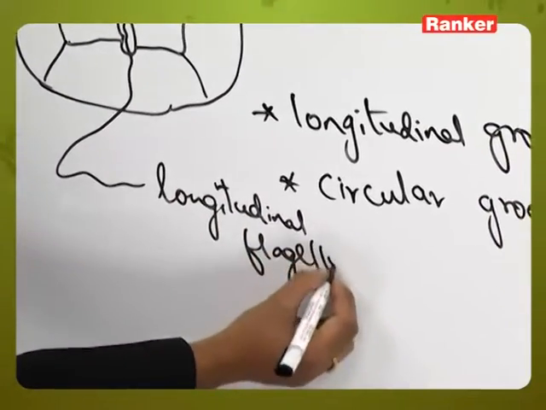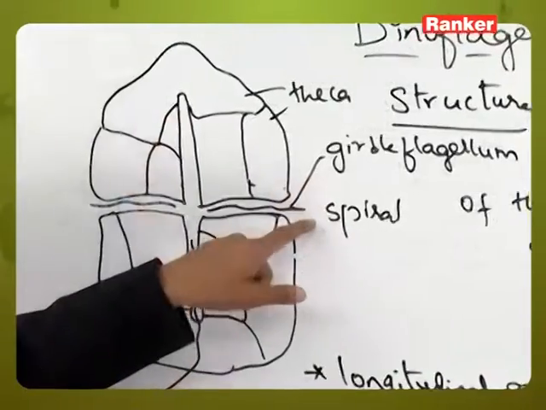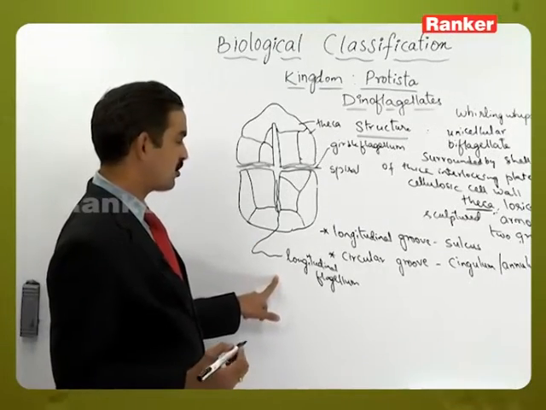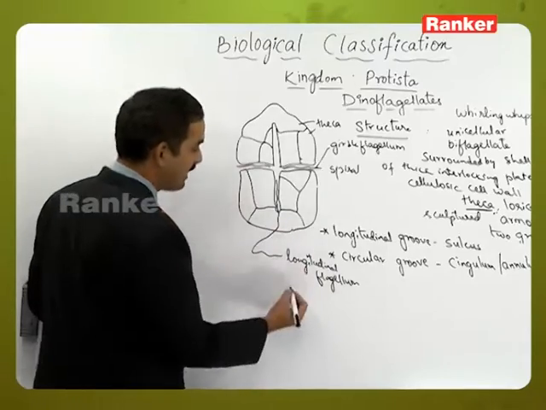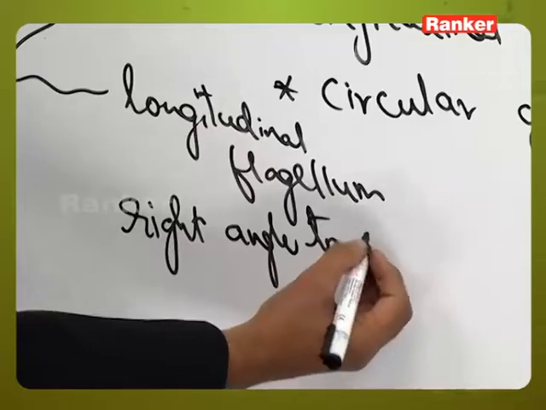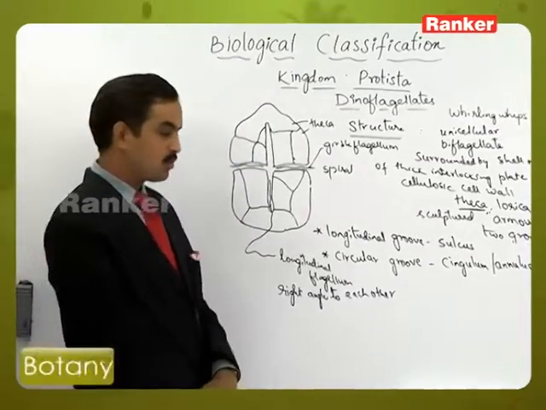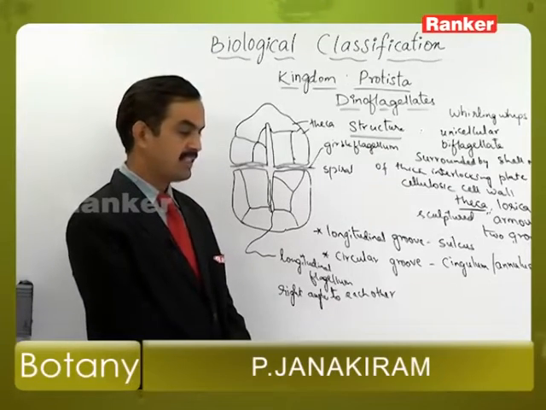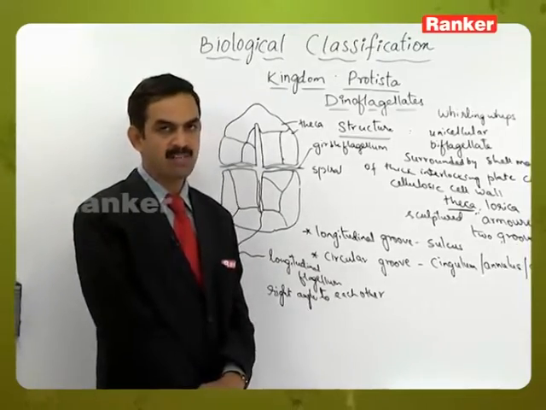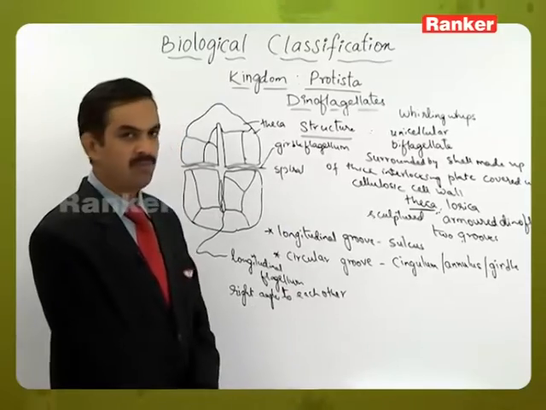As we said, these are biflagellate in nature. One flagellum is present in the girdle, called the girdle flagellum, and the other is present in the longitudinal groove, called the longitudinal flagellum, and these two flagella are arranged at right angles to each other. These two flagella provide a special type of movement, a whirling type of movement, so we call them whirling whips. So this is about the structure related to the dinoflagellates.